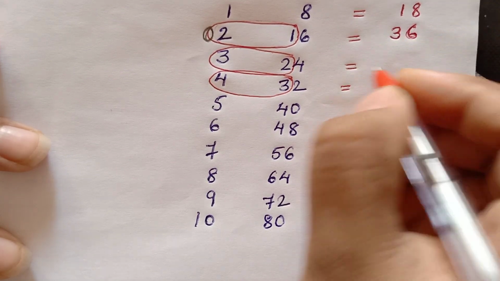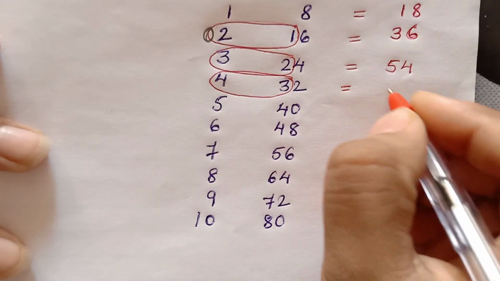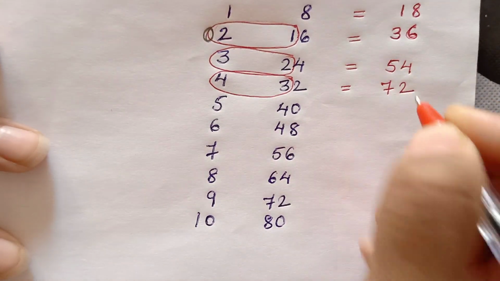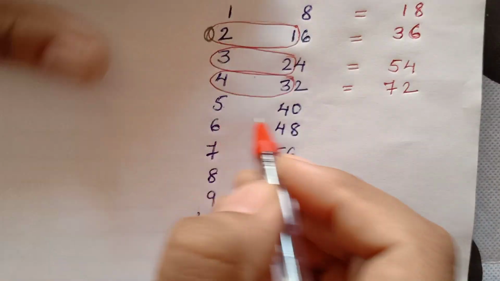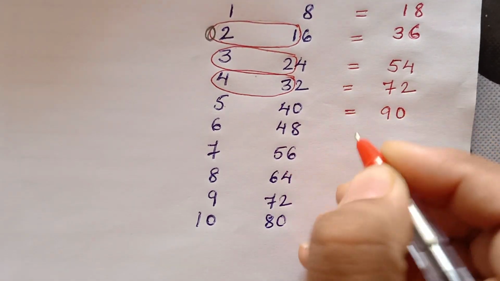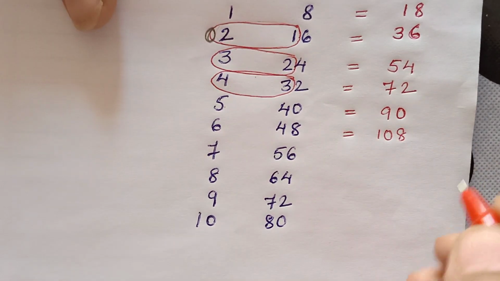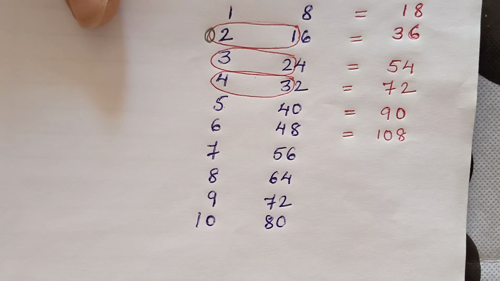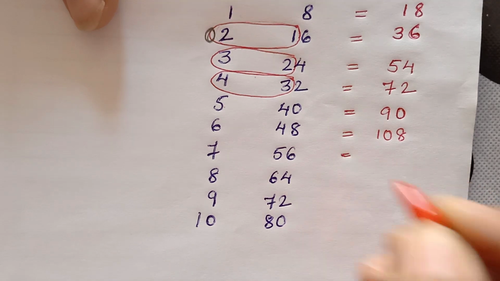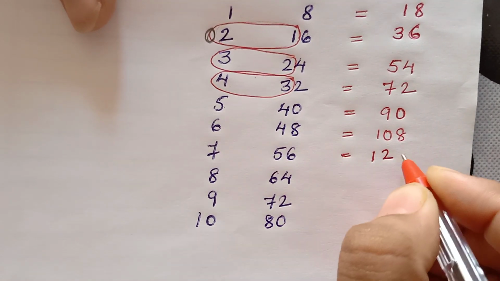Got it? So this is going to be 54. 4 plus 3 is 7, and then 2 as it is. 5 and 4 is going to be 9, so it's going to be 90. Hope you're understanding. 6 and 4 is 108. Then we have 7 and 5. Addition of 7 and 5 is 12. So it's going to be 126.